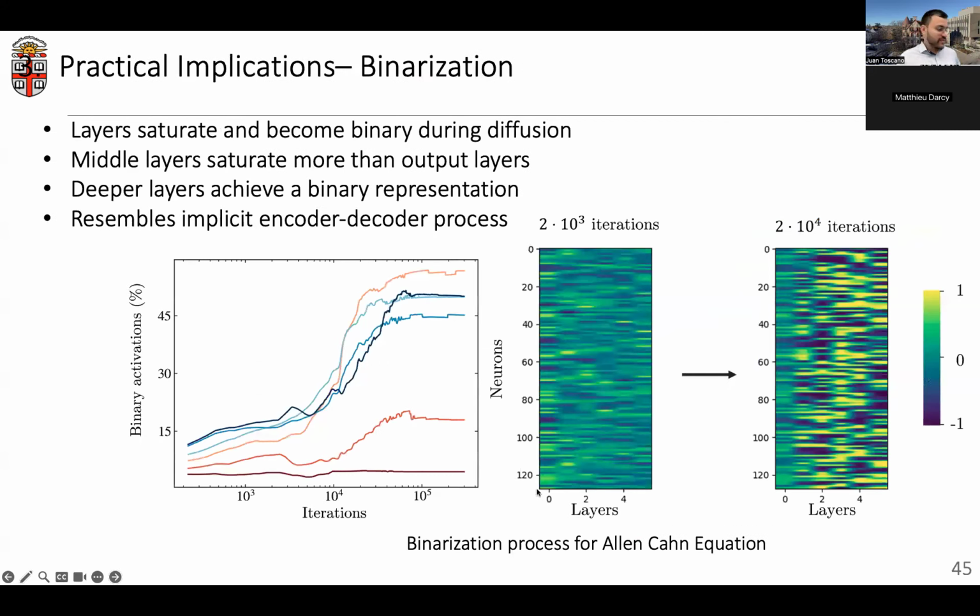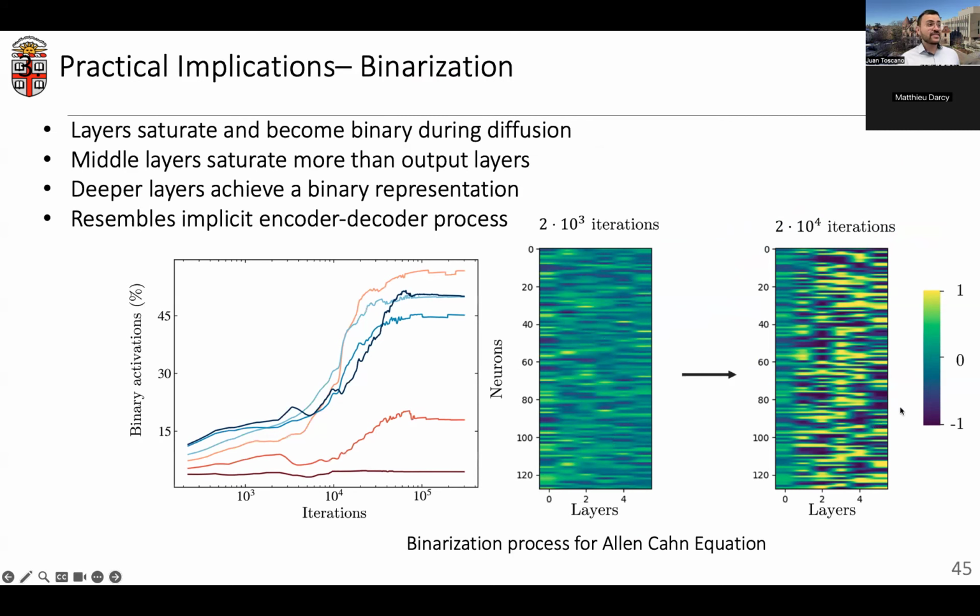And I'm trying to go a bit fast because I have 3 minutes, sorry about that. Another thing that is quite interesting is this binarization that we observe. In the first stage, in the transition, if you plot the activation functions, the output of all your neurons, you see that you have continuous information. You can go from 0 to 1 everywhere.